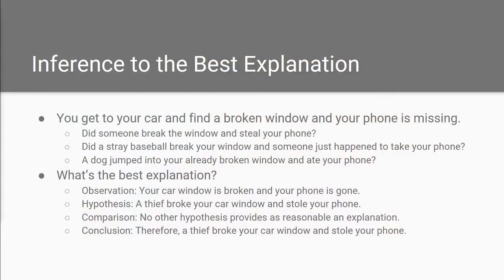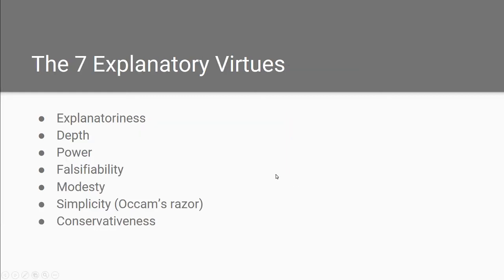And now let's compare the other inferences. Let's look at the other explanations. Stray baseball breaking your window and someone just happens to see your phone and just, you know, reach into that broken window. They get into your car and they take your phone. Did a dog jump into your already broken window? So in looking at this, no other hypothesis provides as reasonable an explanation. Your conclusion, therefore, a thief broke your car window and stole your phone.